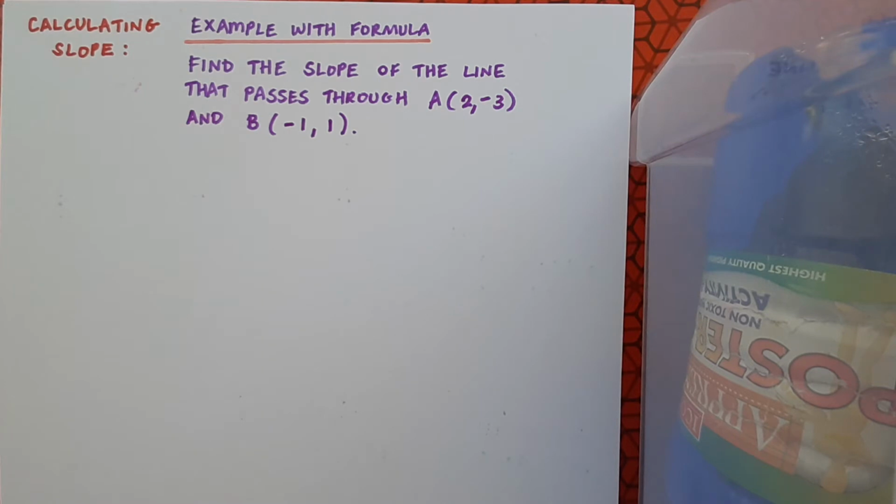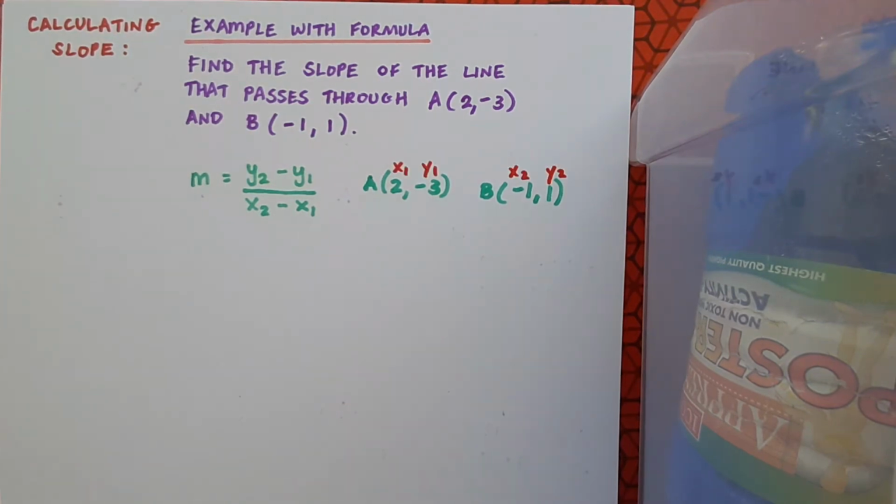So we want to find the slope of the line that passes through 2 points. A is the point (2, -3), and B is the point (-1, 1). There's a few things that I should do first. I have 2 points, so I want to use the formula. So I should write the formula down. I should also write my 2 points down, and I should label them. And I should always label them x1, y1, x2, y2.